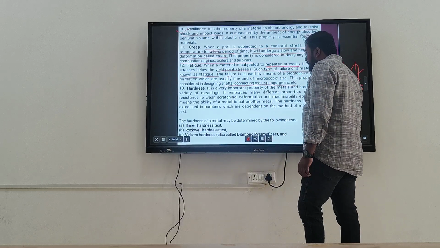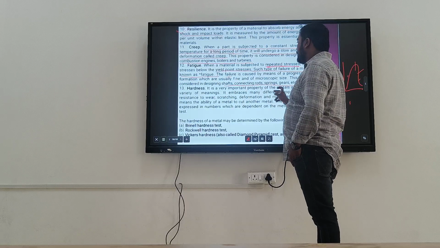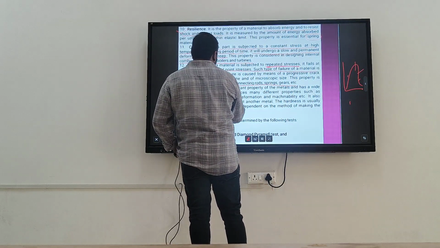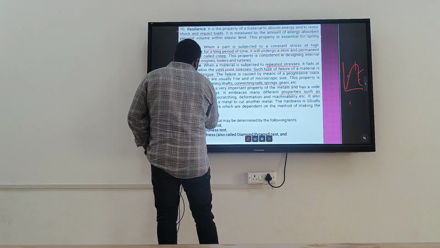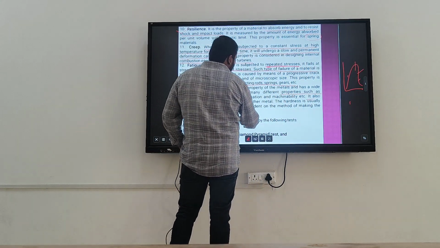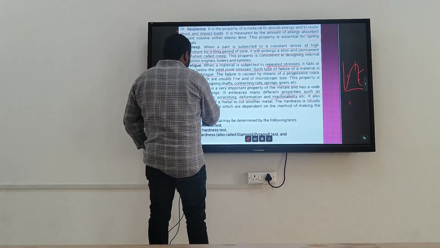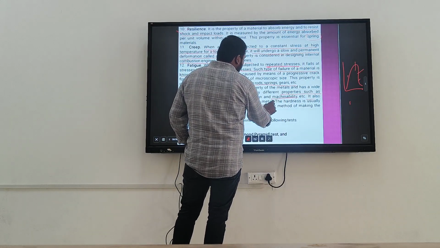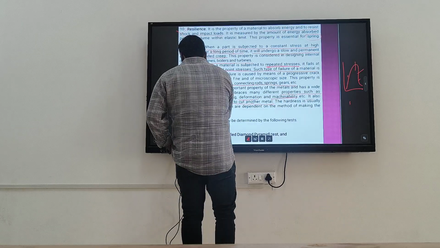What is hardness? It is a very important property of metals that has a wide range of meanings. It embraces many different properties such as resistance to wear, scratching, deformation, and machinability. The main point is the ability of a metal to cut another metal, and you have to remember that.